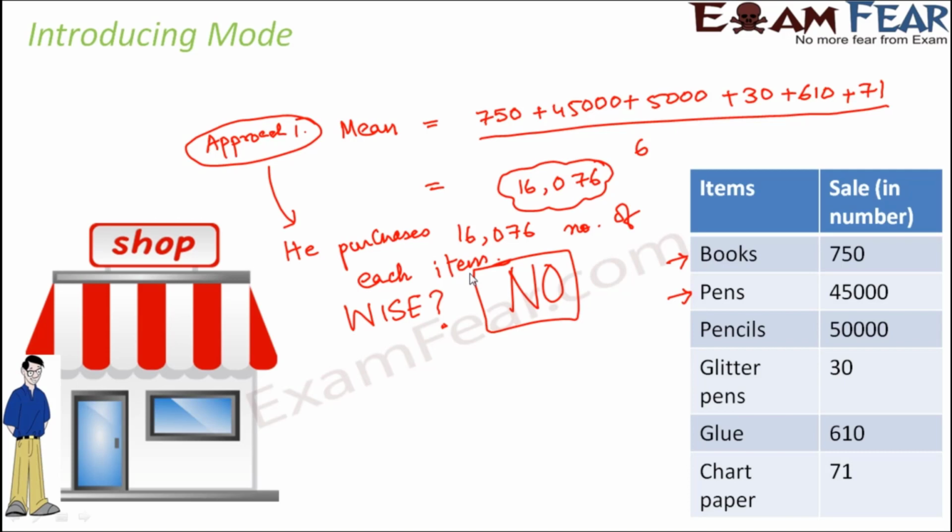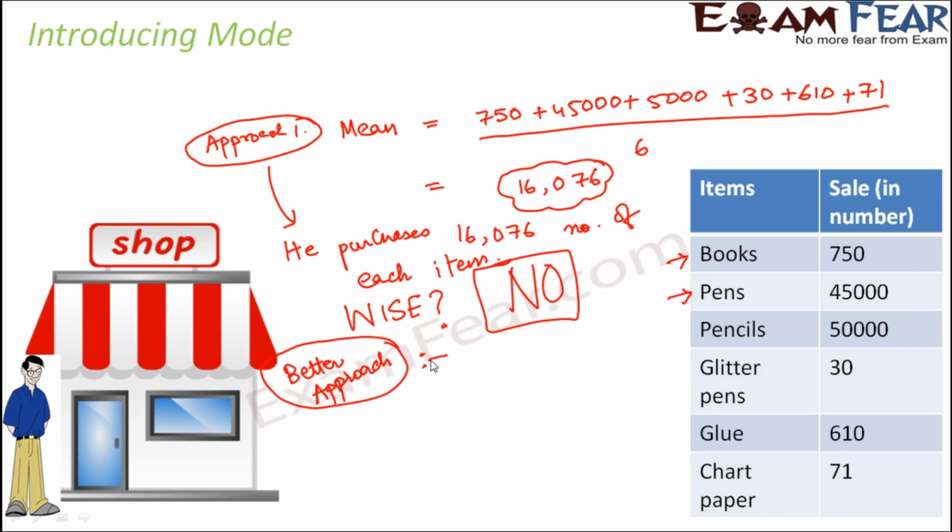So then, what do we have to calculate out of this data to find out which items are selling fast, which items are moving fast, which items are in more demand, so that we can buy those items more, and the items which are not getting sold, we do not buy a lot of. What would be a better approach? Let us understand the better approach now.